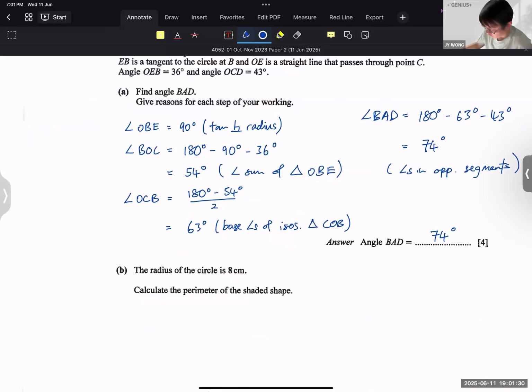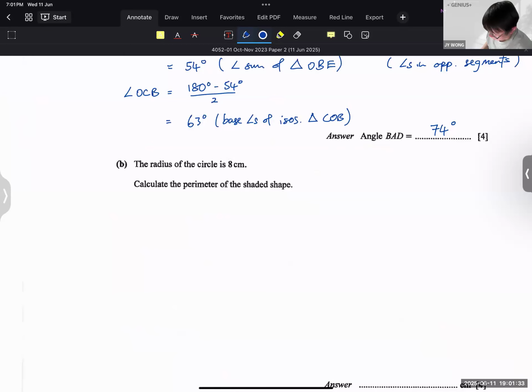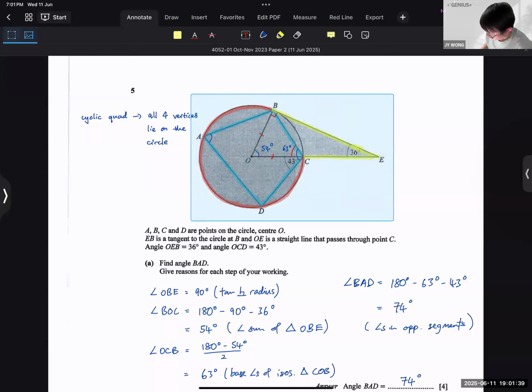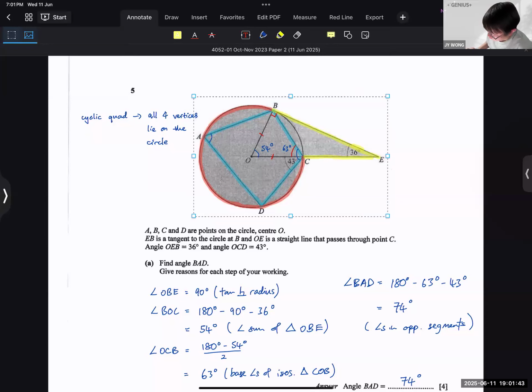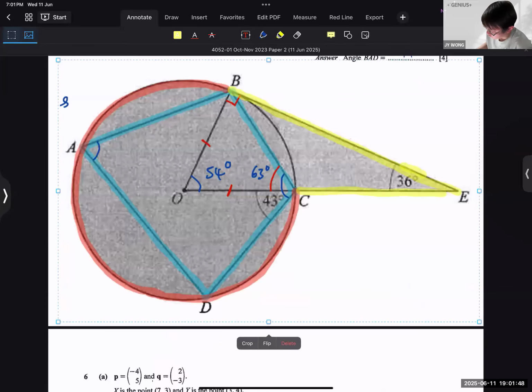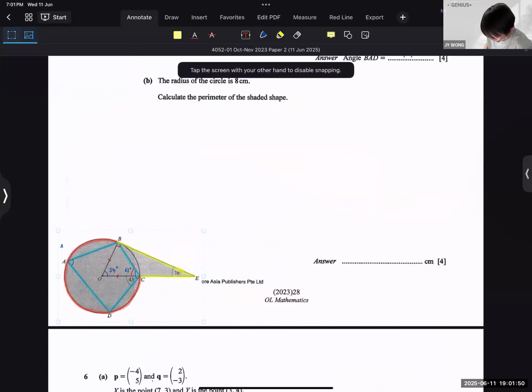So the radius of the circle is 8. Calculate the perimeter of the shaded shape. In the original question at the O levels, the diagram was on a different page, so students needed to flip here, flip there to look at the diagram. But the publisher now put it on the same page. Very nice.